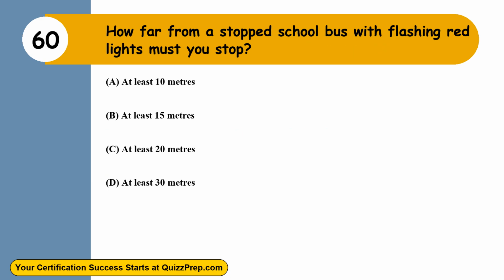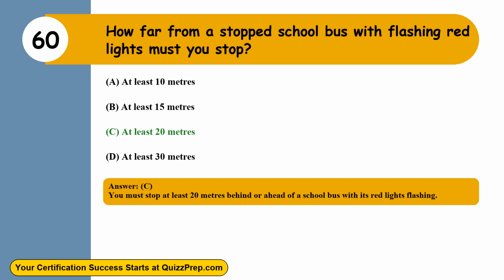Question 60. How far from a stopped school bus with flashing red lights must you stop? Option A, at least 10 meters. Option B, at least 15 meters. Option C, at least 20 meters. Option D, at least 30 meters. The correct answer is option C, at least 20 meters. You must stop at least 20 meters behind or ahead of a school bus with its red lights flashing.